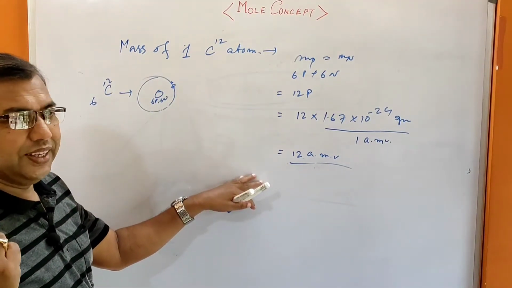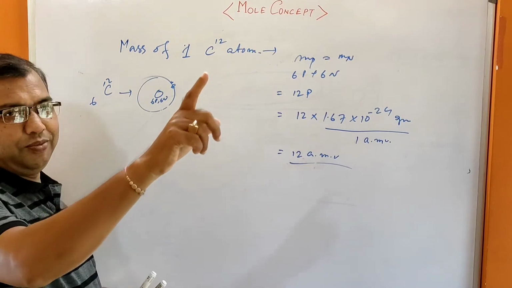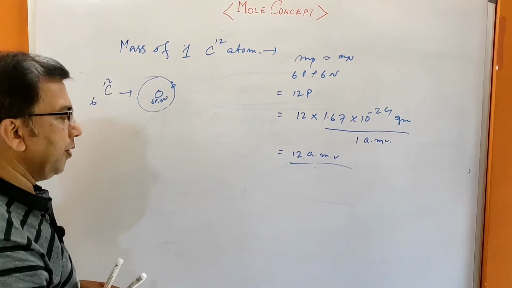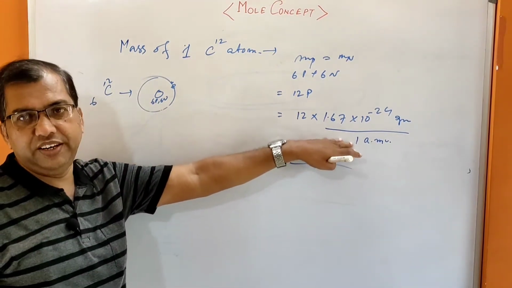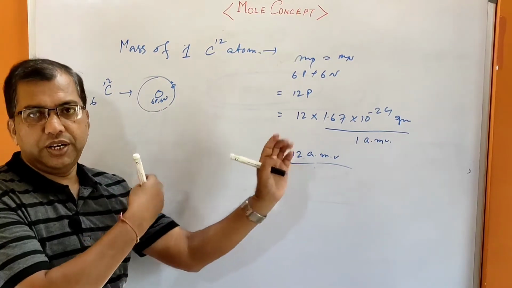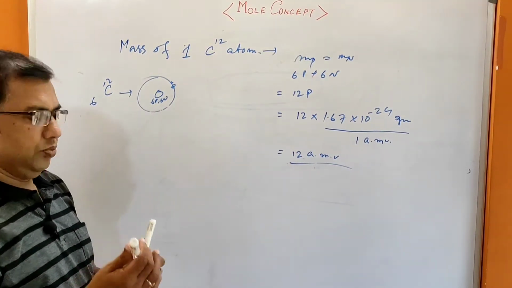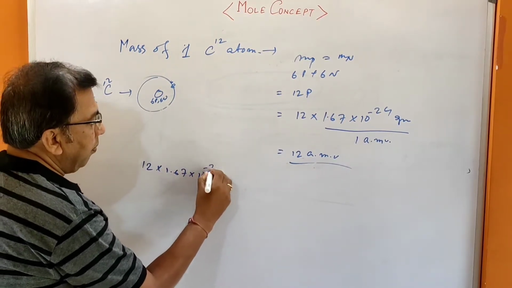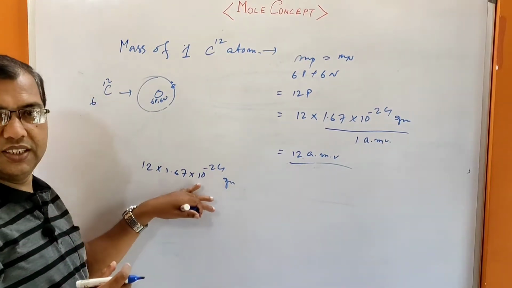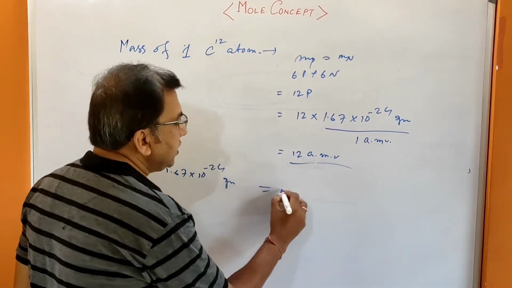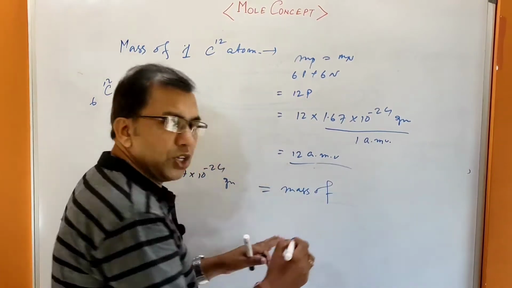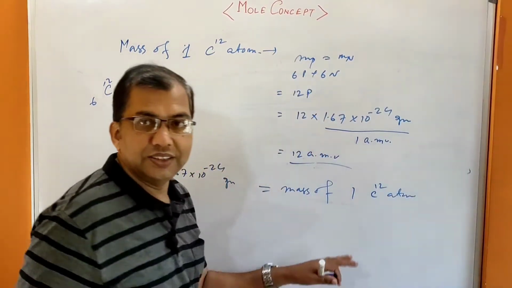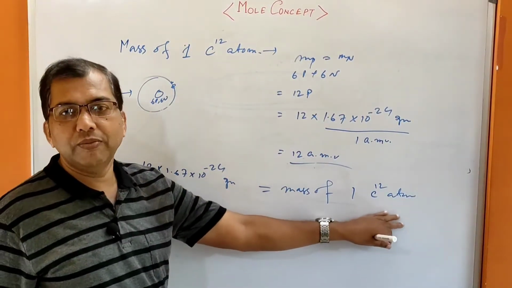So what I am telling is how to find out the mole. 1 mole is 6.022 into 10 to the 23, and you have to find that out. Just write this. In reverse order, you can write 12 into 1.67 into 10 to the power minus 24 gram. What is this gram? It is the mass of one carbon-12 atom.